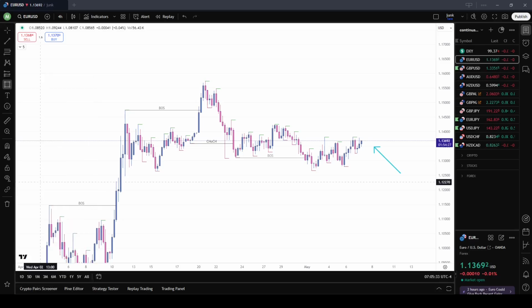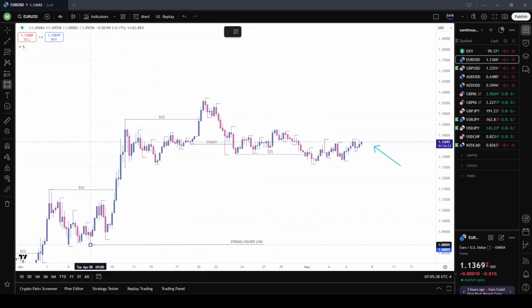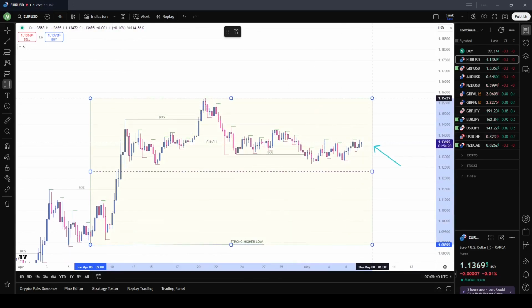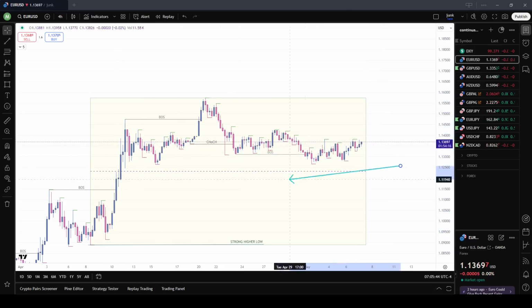Today, we'll start by taking a look at Euro USD on the 4-hour chart. We'll start by mapping out the current range. As you know, prices have continued to trade sideways in this consolidation after this higher high, higher low, higher high. It came back down, started to break structure down to the downside, but is still just trading sideways.